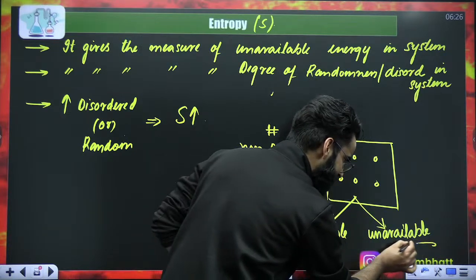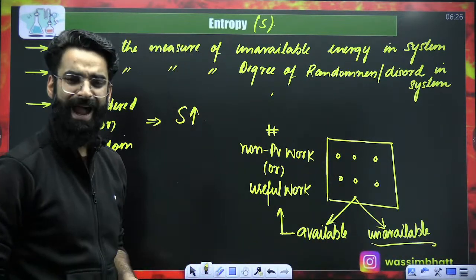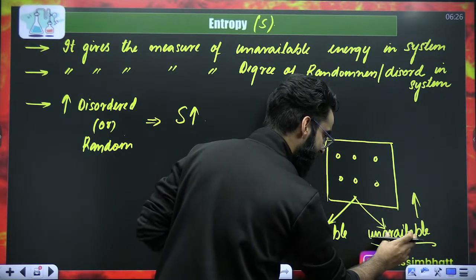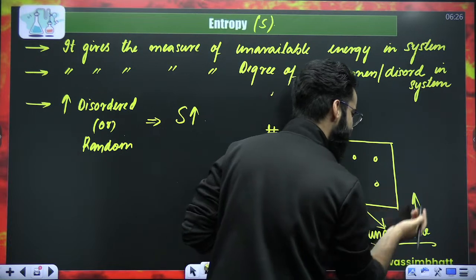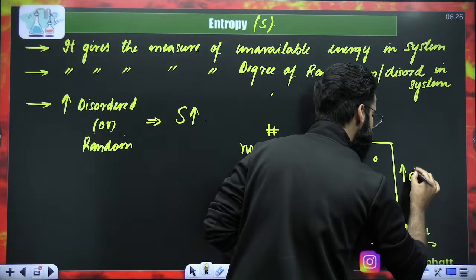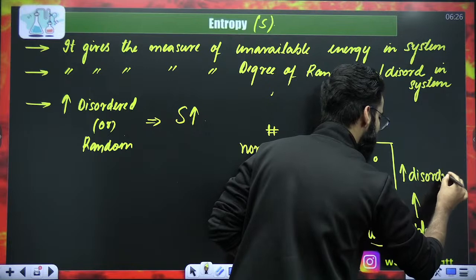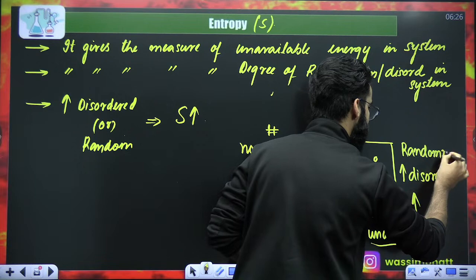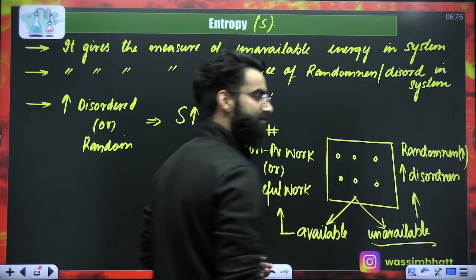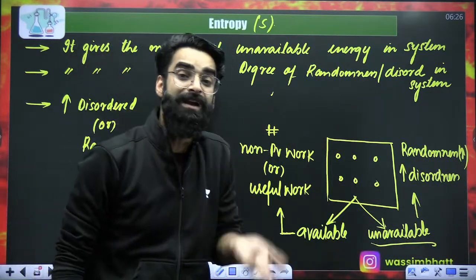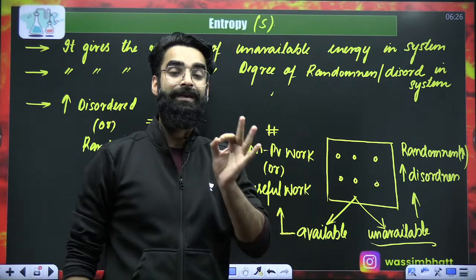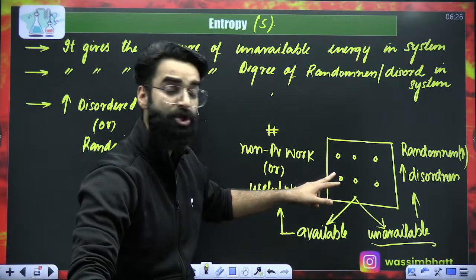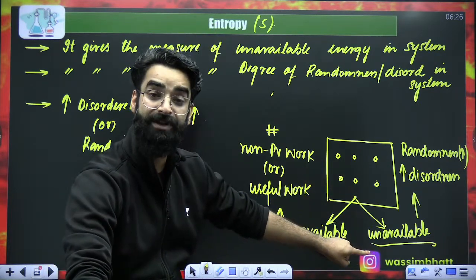The other type of energy of the system is unavailable. And what does this unavailable energy in the system do? It tries to increase the disorderness of the system. It tries to increase the randomness of the system. And that disorderness, that randomness present in the system, is measured by the factor called entropy. So basically, entropy gives the measure of unavailable energy present in the system.